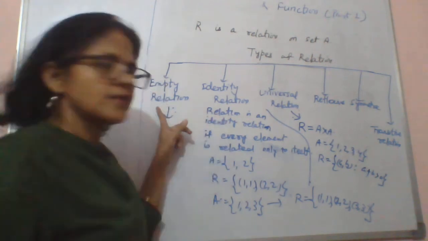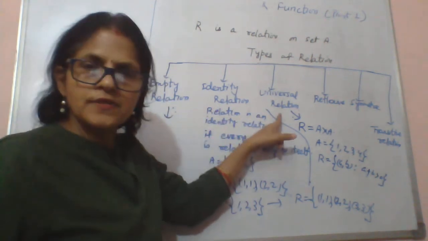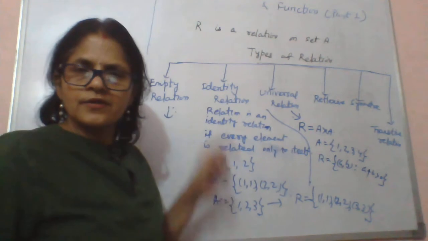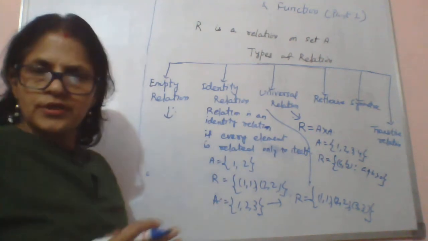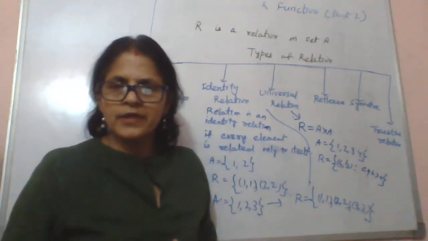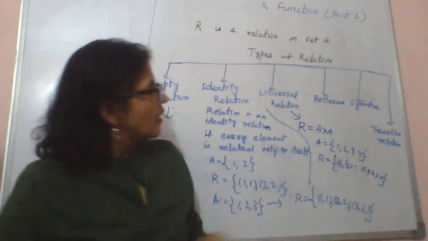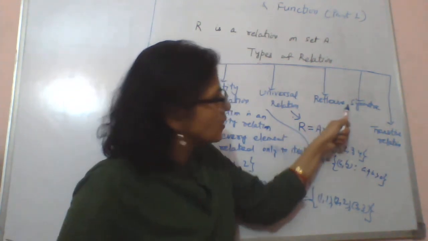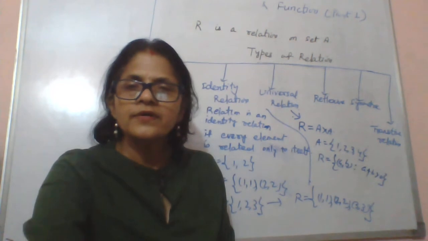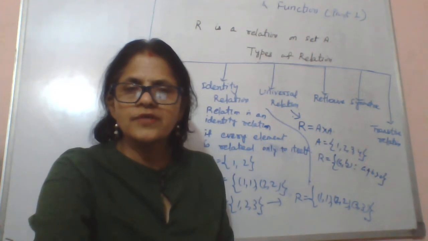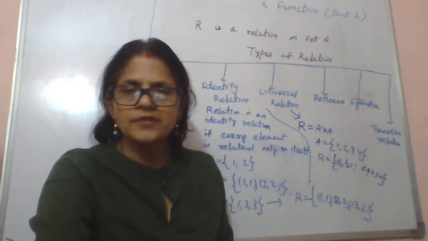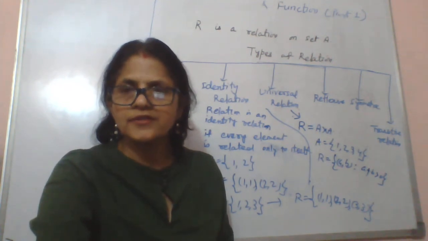So one is identity relation, then universal relation, then empty relation. Okay. So these are the three, you can say, very special categories of relations. And these last three, reflexive, symmetric and transitive, these relations are very important from the exam point of view. So let's discuss these three relations in detail.